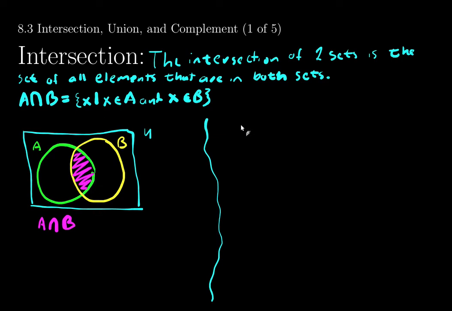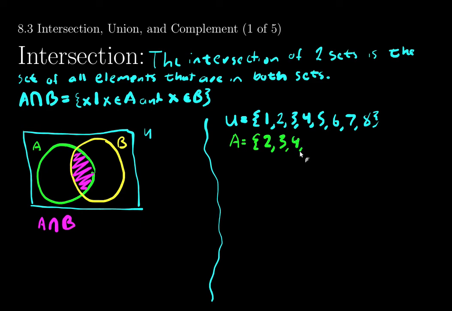Another way to look at it is with some finite examples. So let's consider this example. Let's let the universe be the set of all integers from 1 to 8, including 1 and 8. Let's let set A be the integers from 2 to 5. Let's let set B be the integers from 4 to 7.